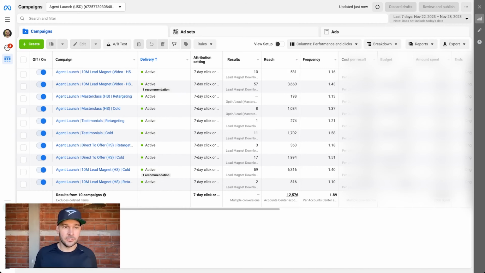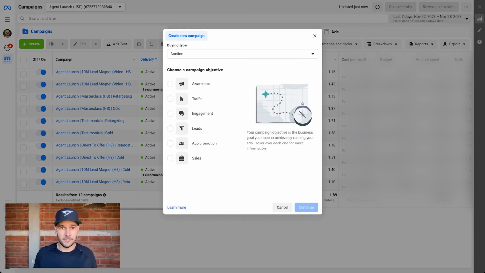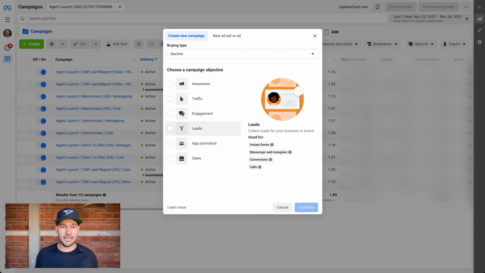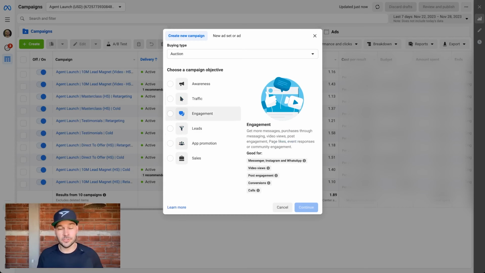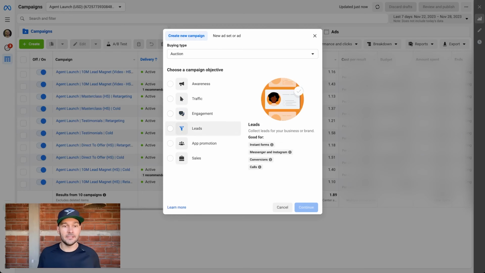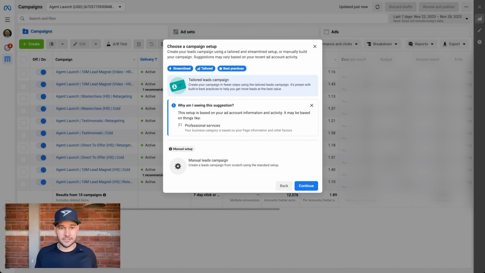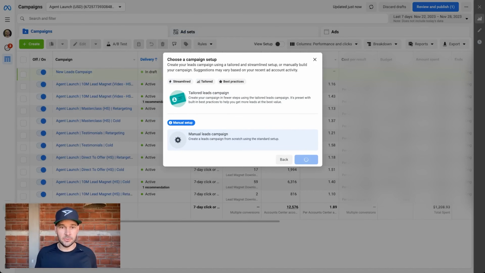So basically what we're gonna do is hit the create button here, and I'm gonna show you this ad strategy that I've been talking about. Essentially what we're gonna do here is a lead ad. There's different types of ads, like awareness is for brand awareness, traffic is if you wanna drive traffic to your website, engagement is to create engagement on Facebook, leads is for instant forms. These are the forms that pop up on Facebook with people's information already filled. That's what we're gonna do today. Go ahead and click next. It's going to give you an option here. We're just going to choose manual and continue.